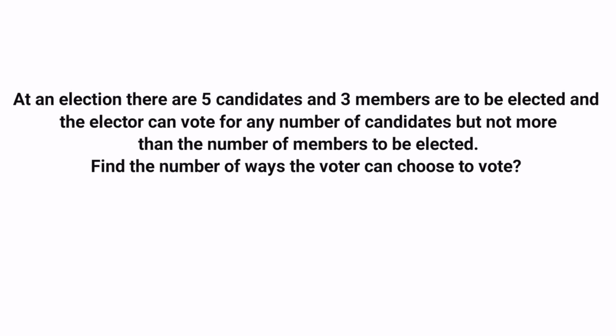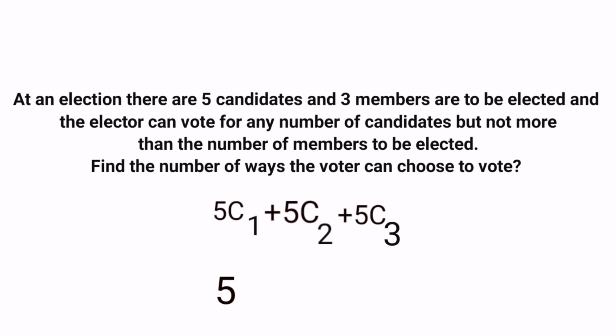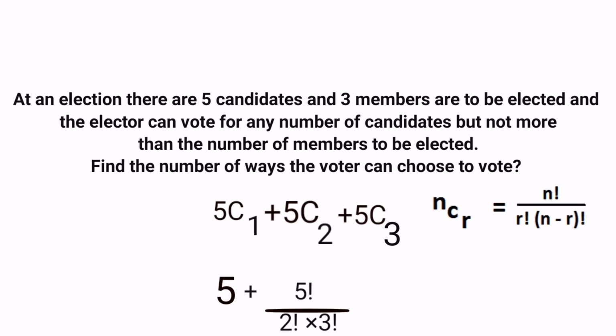So, how will we get the answer? There are 5 candidates, right? Here, there are 3 possibilities. First case is 5 candidates can vote for 1 member, that is selection of 1 member from 5 candidates, that is 5C1. Or, if it is "or", we have to add it. So 5 candidates can vote for 2 members, that is 5C2. Or, that is plus, 5 candidates can vote for 3 members. Now 5C1 is, we know that NC1 is N itself. So 5C1 will be 5, plus 5C2 is 5 factorial divided by 2 factorial into 3 factorial, because we know that NCR is N factorial divided by R factorial into N minus R factorial. And again 5C3 will be 5 factorial divided by 3 factorial into 2 factorial.